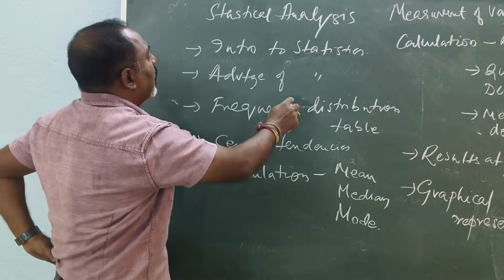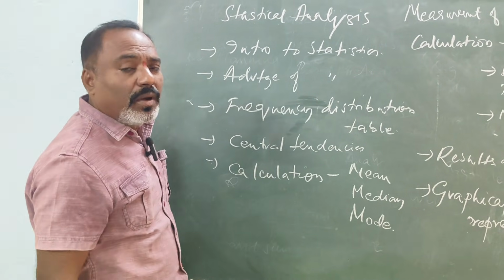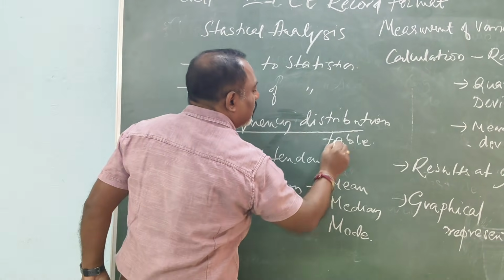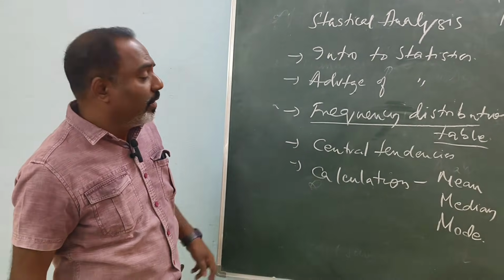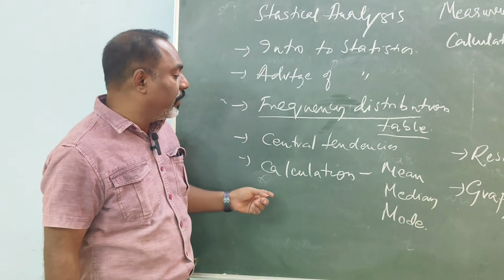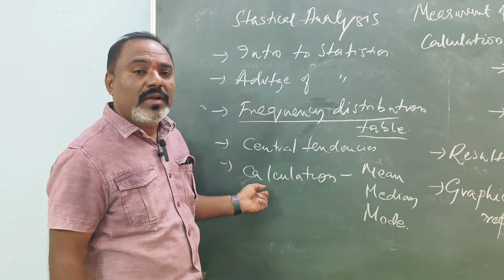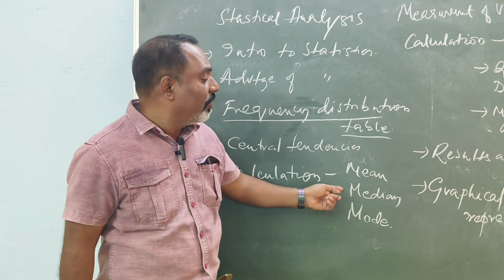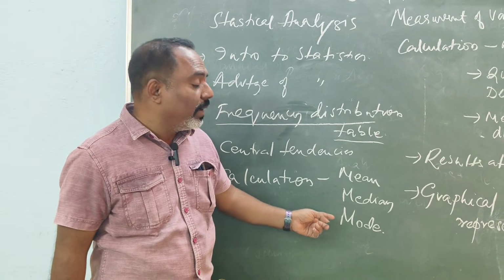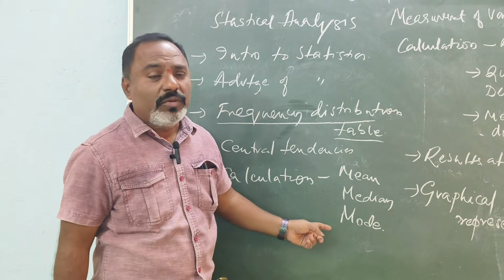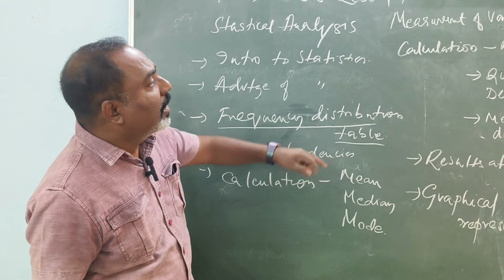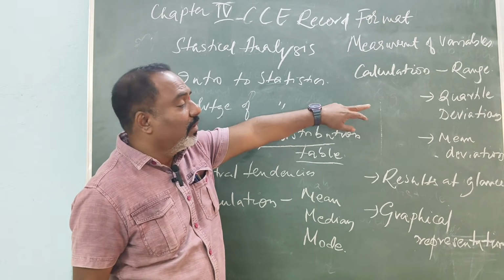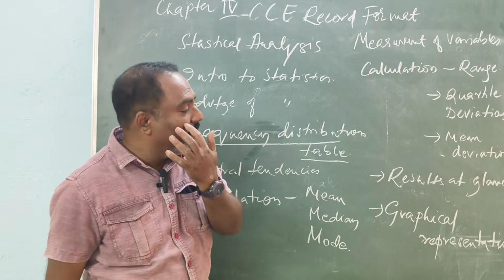So it will be an introduction to statistics, then the advantages of statistics. It will be there in the text, which you can write. Then third, you have to go for the frequency distribution table. Then fourth, central tendency, and particularly it is very important that statistical analysis is based upon the scores of the children. You go for calculating the mean, median, and mode. Coming to the next, measures of variability, the calculation of range, quartile deviation, and mean deviation.